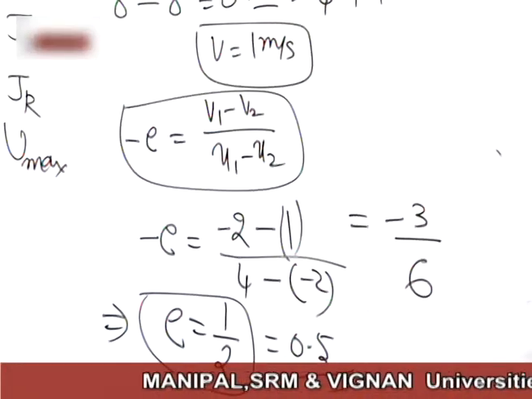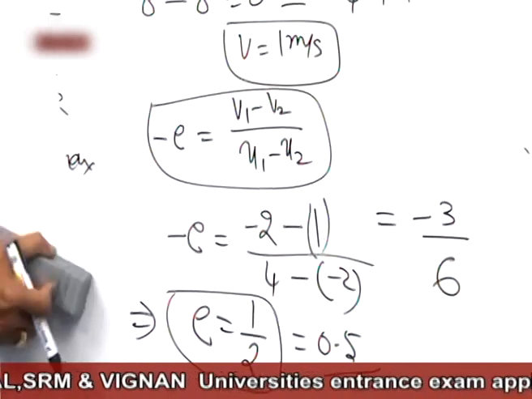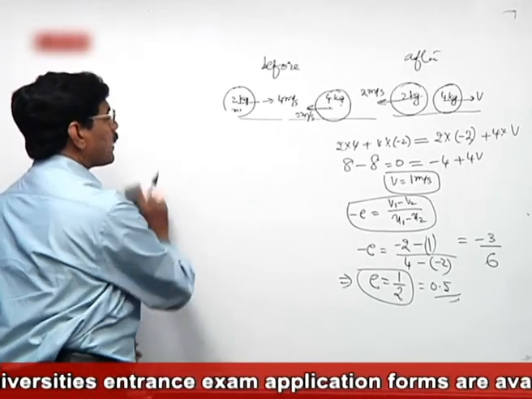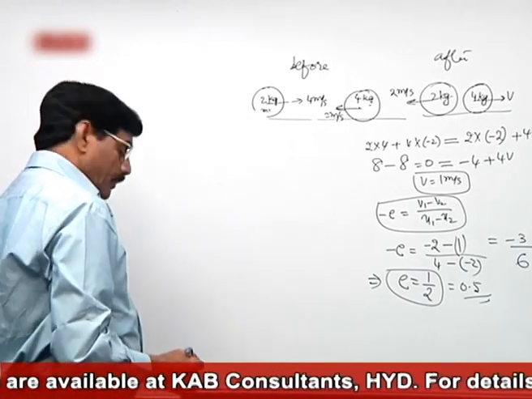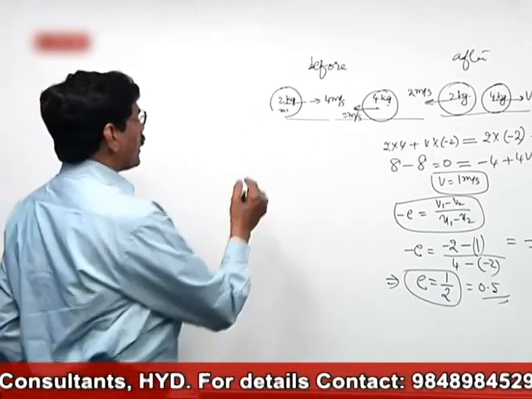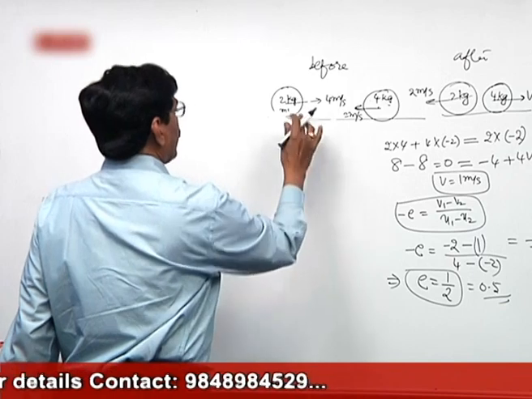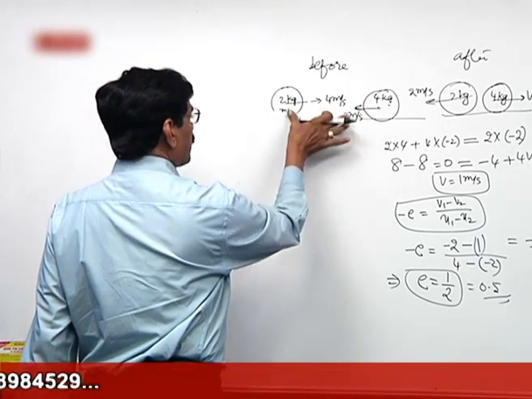Next is how to calculate the impulse of deformation. In the impulse of deformation case, the values are... what is going to be the common velocity?